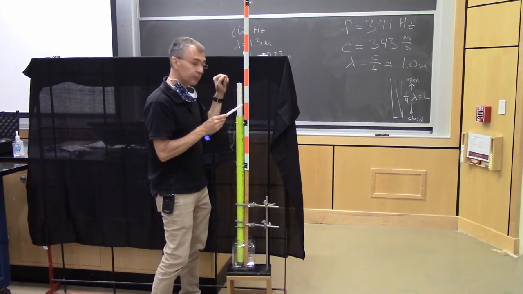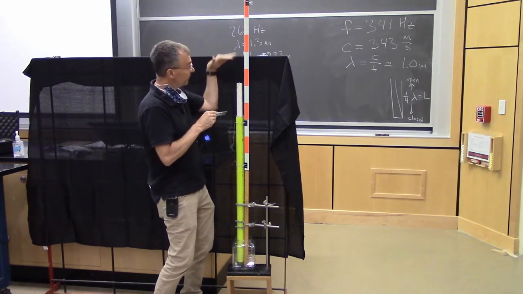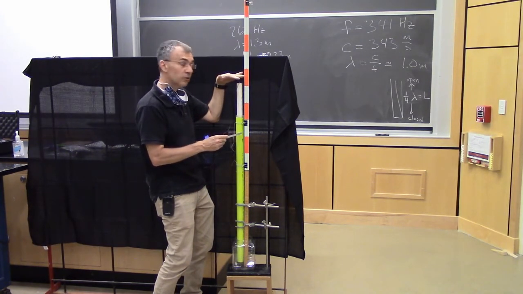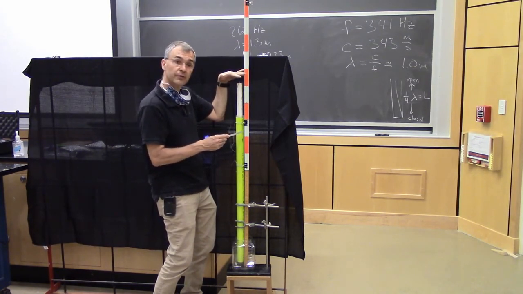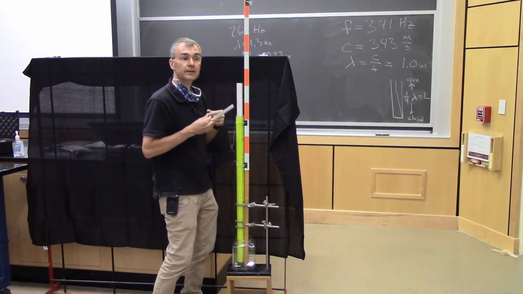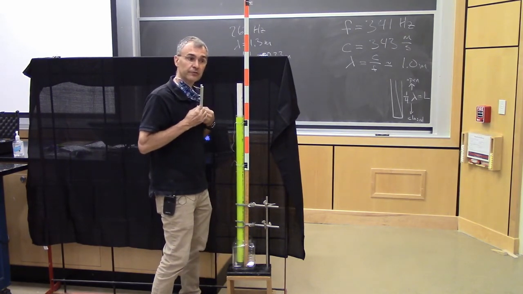The length of the tube was a quarter of a wavelength. And then we got another pretty good resonance when we lengthened this so that the length of the air column, in other words, from the top of the tube to the top of the green column of water, was 75 centimeters. So then we saw that the length of the column of air was 3/4 of a wavelength.